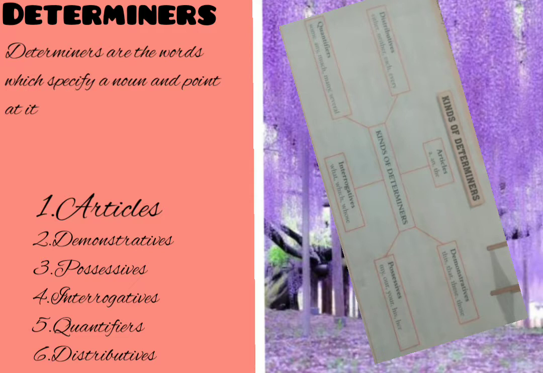Articles, a and the. That is the first kind of determiner. Second, demonstratives like this, that, these, those. Third, distributors: either, neither, each, every. Next, possessives: my, our, your, his, her. Then quantifiers: some, any, much, many, several. Interrogatives: what, which, whose. So these are all the different kinds of determiners.